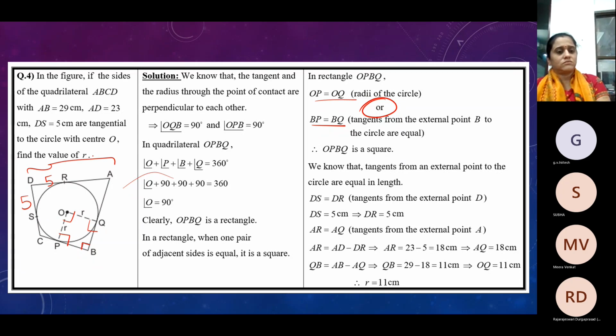So 23 minus 5 is 18 now. So through the same theorem, AR is equal to AB, which is 18 now, and they have given the width of AB. So 18 minus 7, which is 11, QB is equal to 11. So since this is a square, all the sides are equal. So OR is equal to 11. Very good.